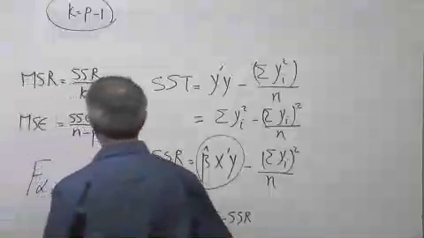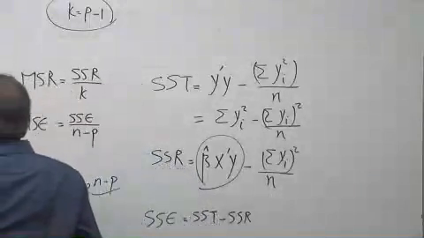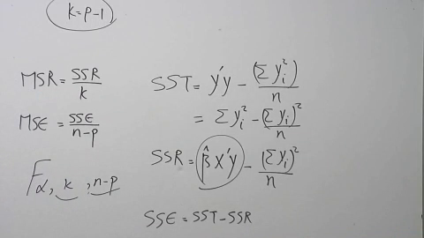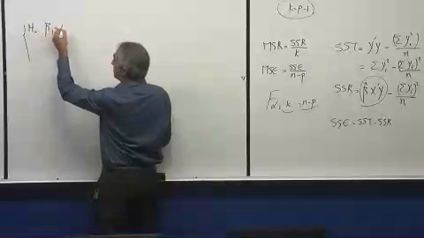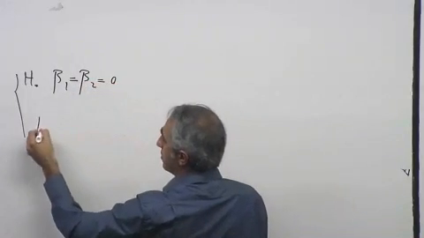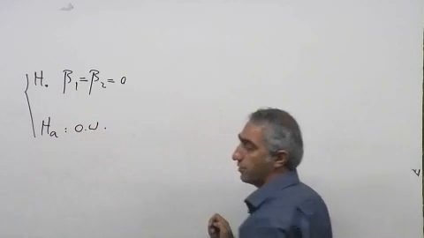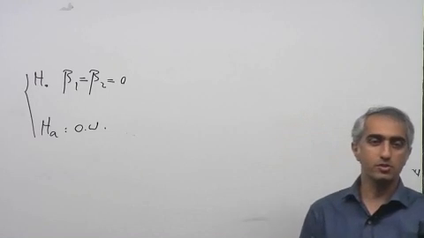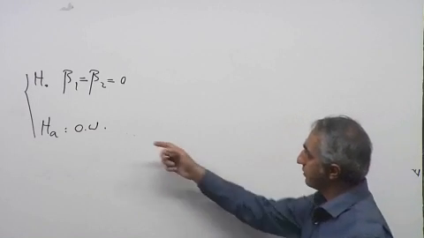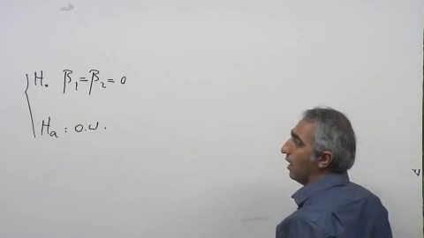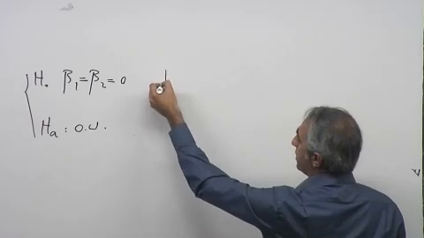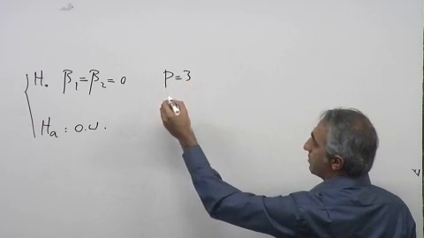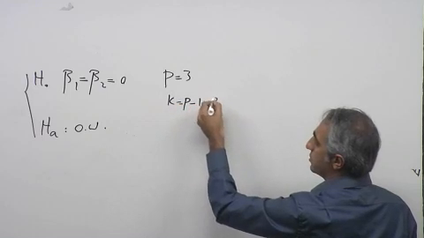So actually what we are trying to do here is this hypothesis testing. H null, whether beta 1 and beta 2 are 0, H alternative is otherwise. At least one of them is non-zero. Okay? So basically this tests whether regression is useless or not. That's it. If you cannot reject H null, it's useless. So your P is 3 because you are estimating 3 parameters. Your K is P minus 1, which is 2 in this case.